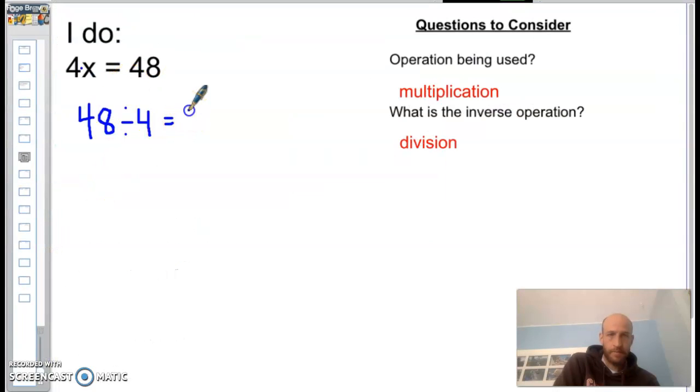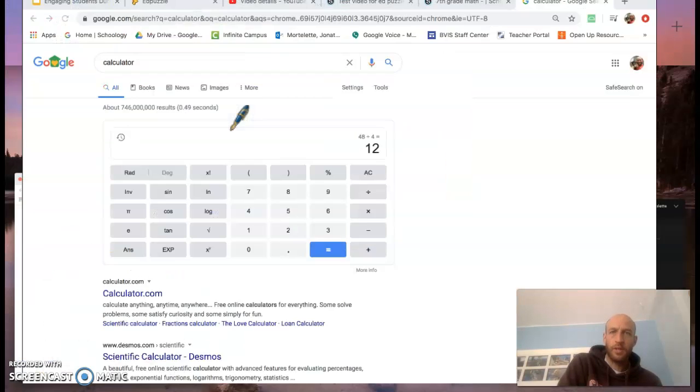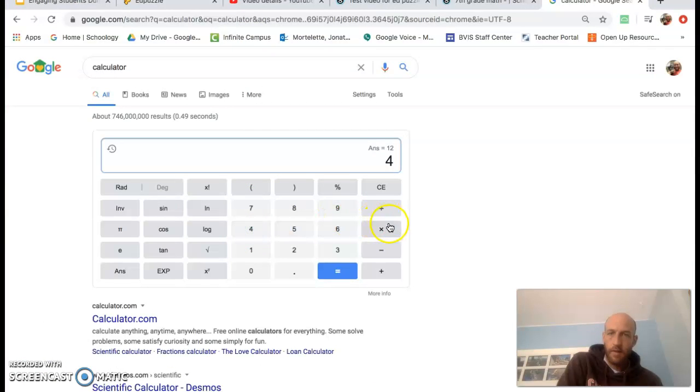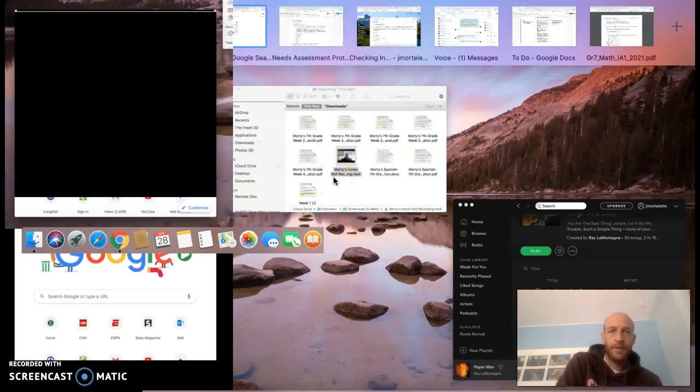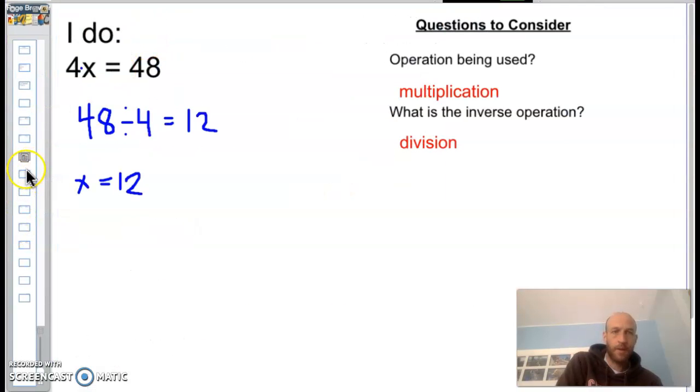So x equals 12. Okay, and I can always check my work. If I do 4 times 12, I should get 48, but we can always check that on our calculator. 4 times 12 should give me 48, and you can see that it does. Okay, so I got the right answer there. All right, go ahead and try this next one.